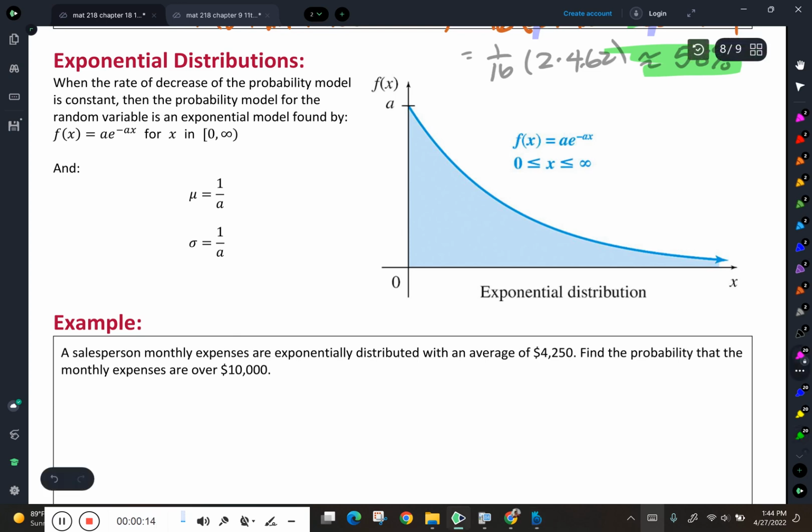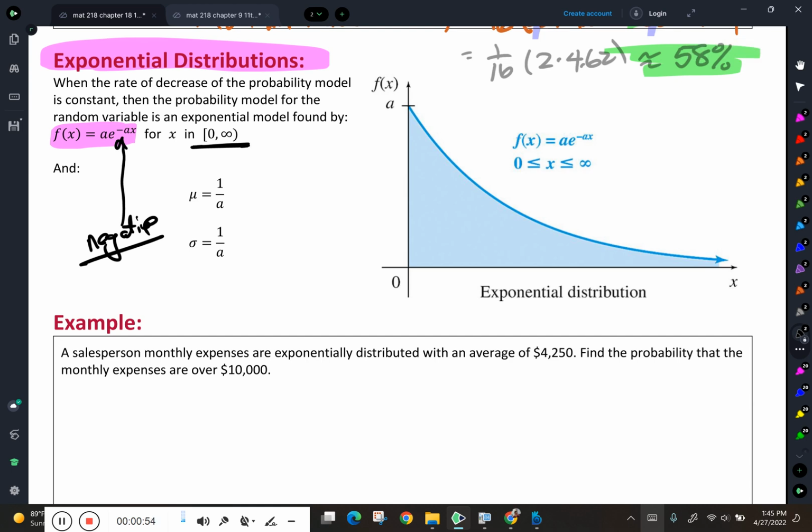We took a look at uniform distributions in the first one. Now we'll take a look at something called exponential distributions. Exponential distributions deal with the idea that if the rate of decrease of the probability model is constant, then the probability model for the random variable is an exponential model found by the formula f of x equals a e to the negative ax. So it's an exponentially decreasing function. It's decreasing because that exponent is negative, and it is valid for x's starting at 0 and going to infinity.